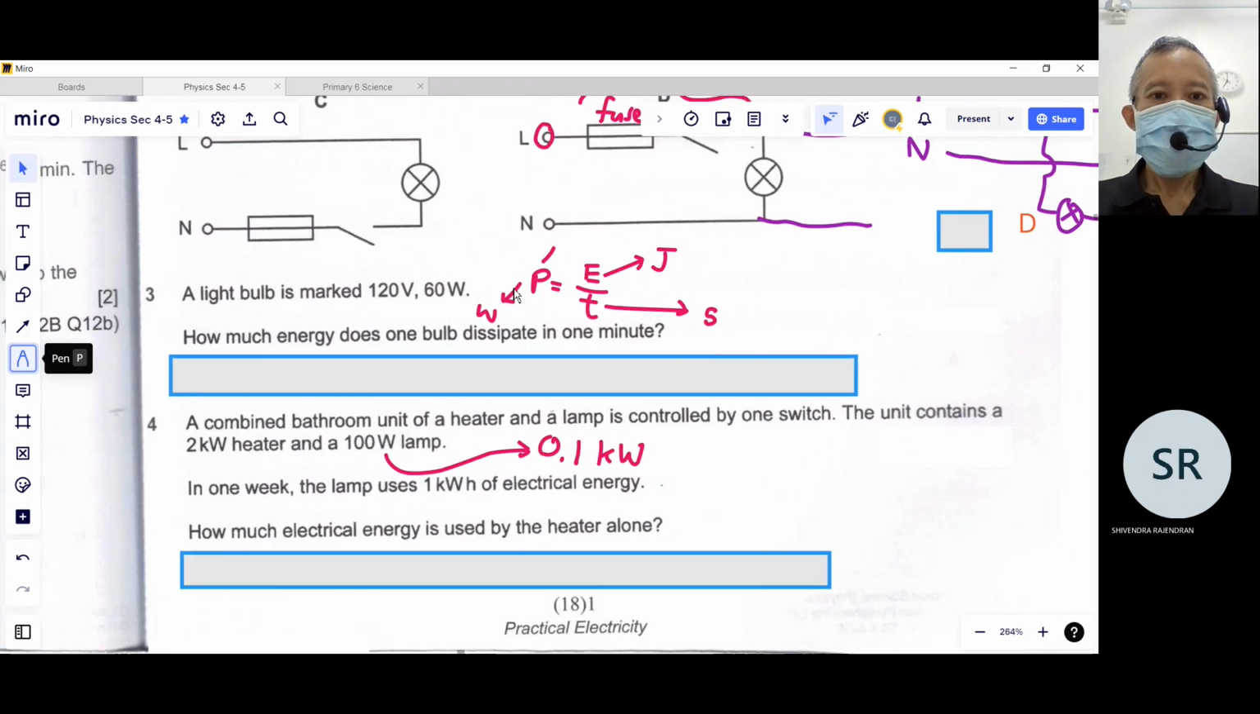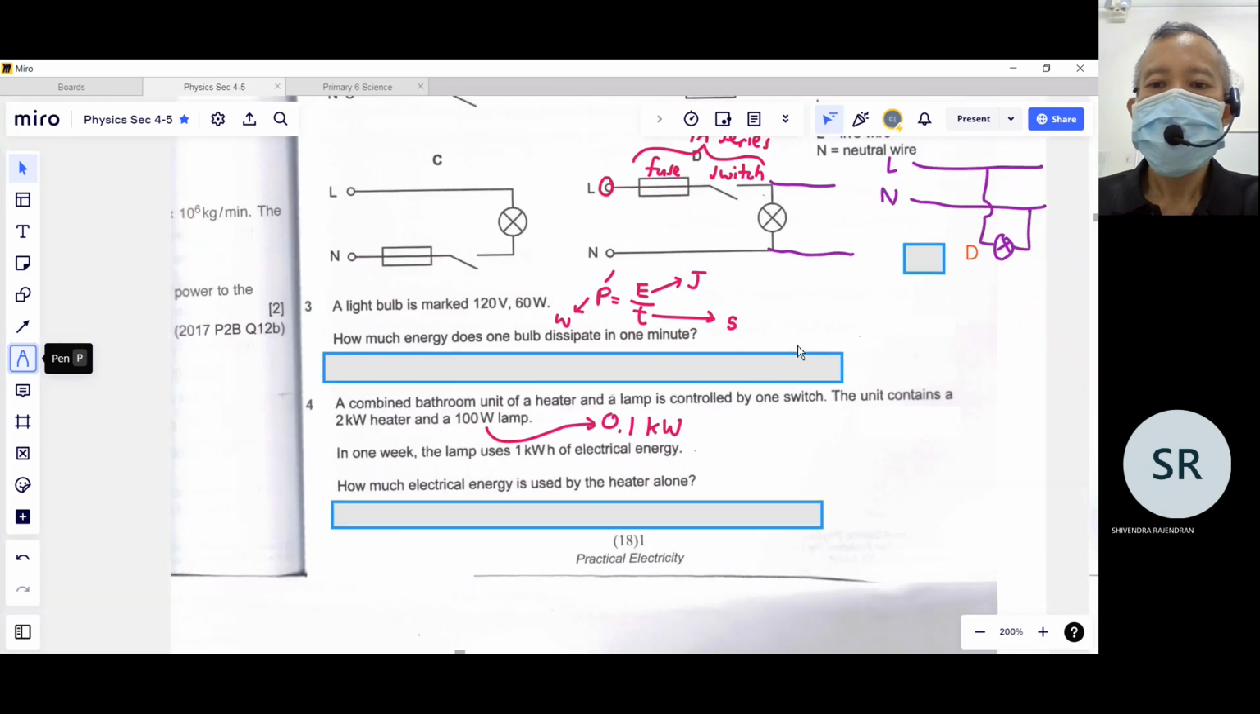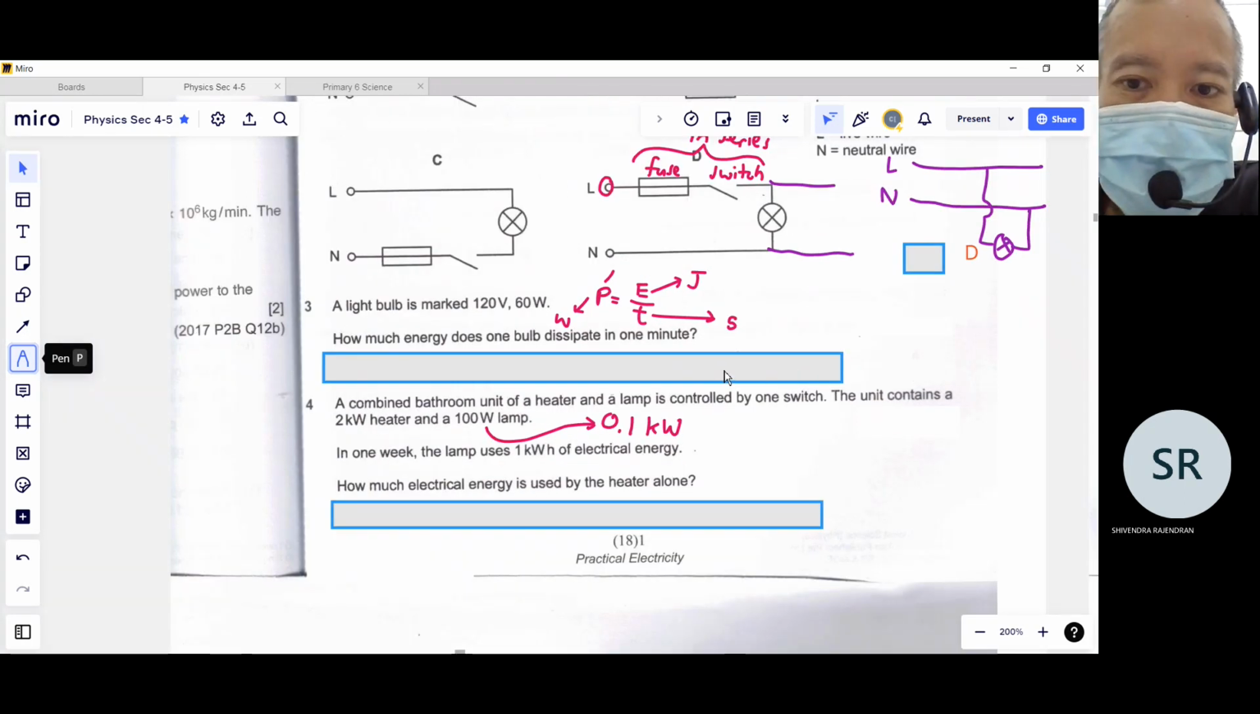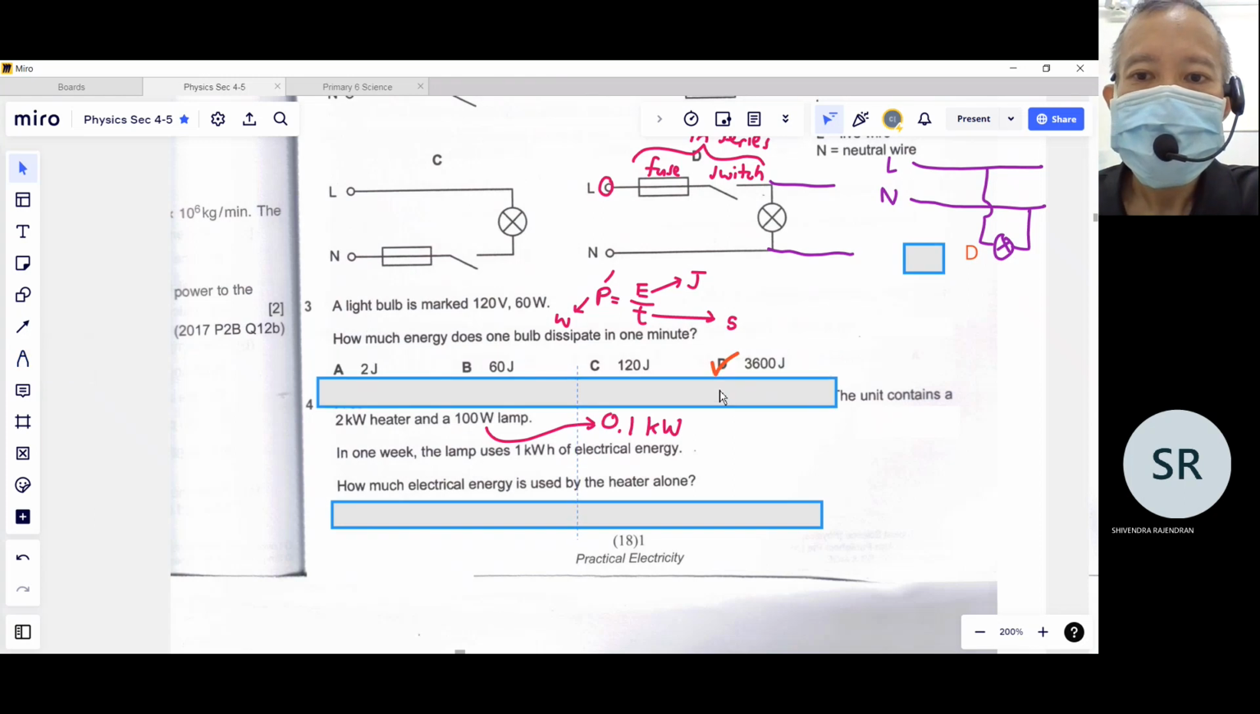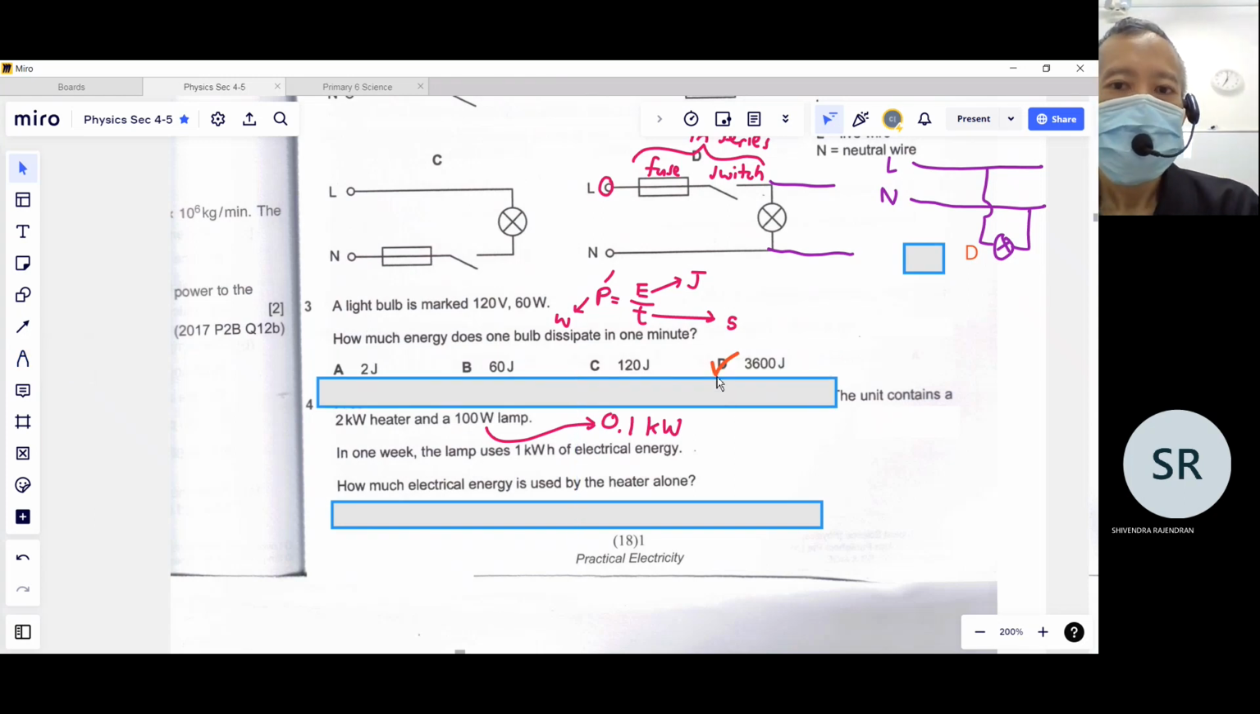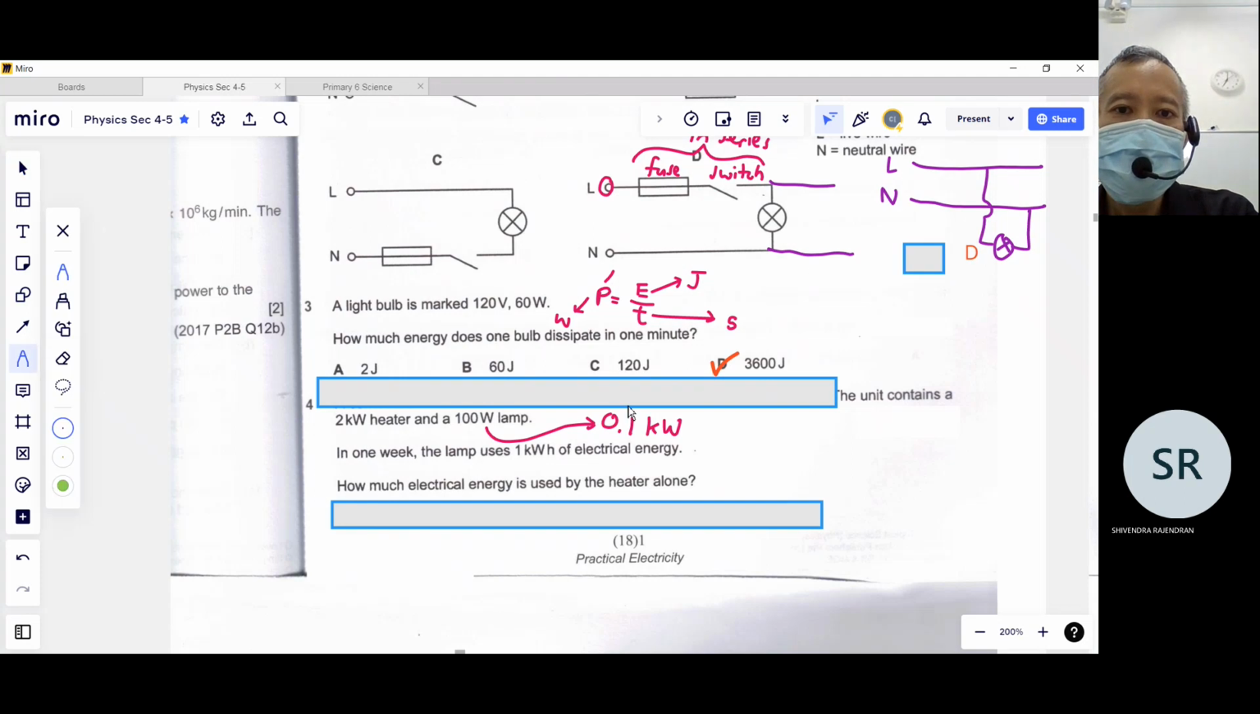Okay, number 3. How much energy does one bulb dissipate in 1 minute? So make sure you know 1 minute is 60 seconds. Before you do anything, what's my power? 60 watts. And what's my time? Time is 1 minute. So make sure you know 1 minute is 60 seconds, and then you just solve for E. Okay, finish.